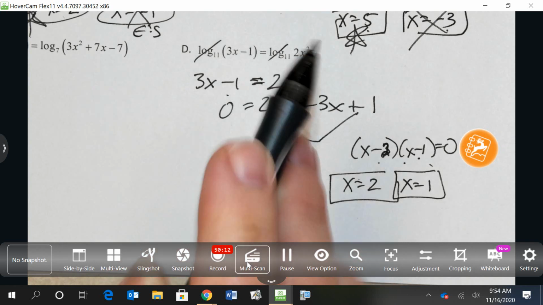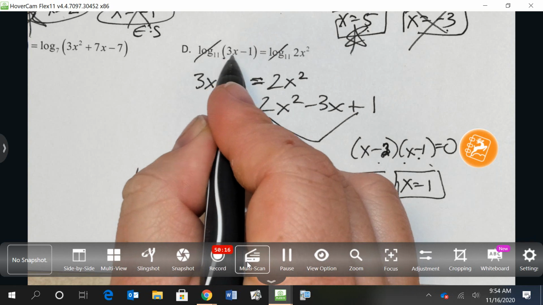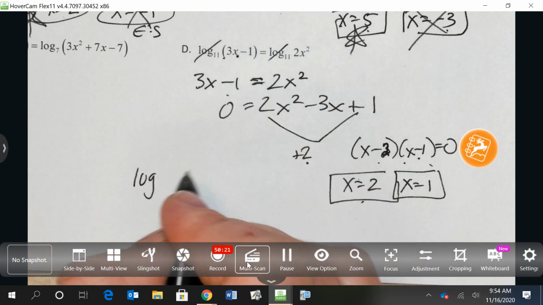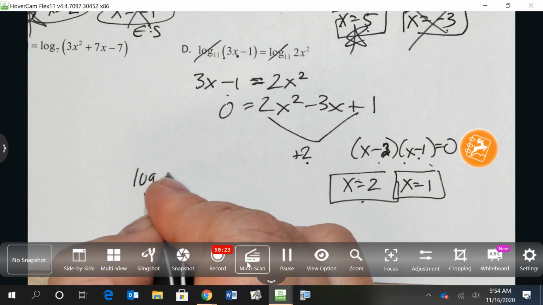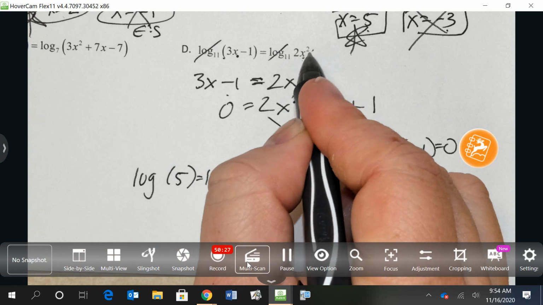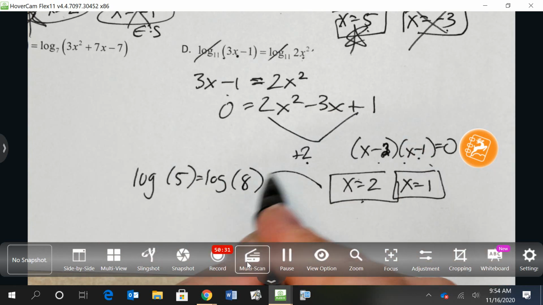It's positive. Well, let's look at that one more time. If I plug in 2, 3 times 2 is 6. 6 minus 1 is 5. I get a 5 here. I plug in here, 2 squared is 4, 4 times 2 is 8. Okay, that's what I get here.